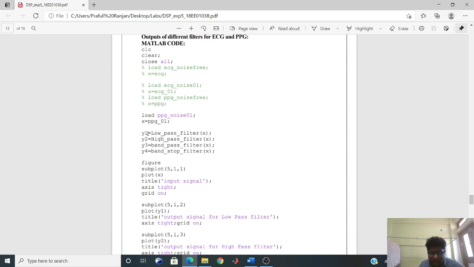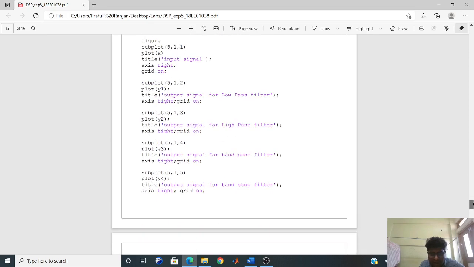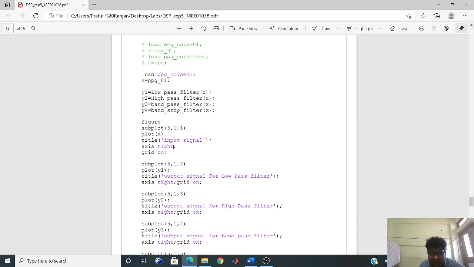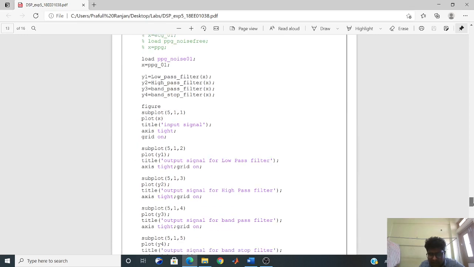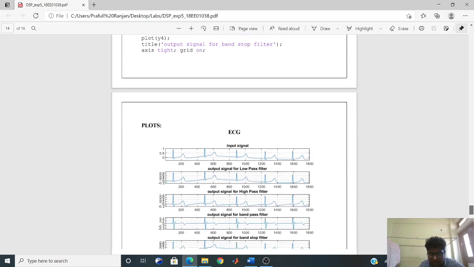Now I am calling the function which I have written above, low pass filter, which will return the output of the signal with x, and x is nothing but the loaded value of the PPG noise file which has already been provided. And similarly I have called the high pass filter, band pass filter, and band stop filter. So these will be stored correspondingly into y1, y2, y3, and y4. Now first I have plotted the input signal, and after that I have plotted the values for all the signals.